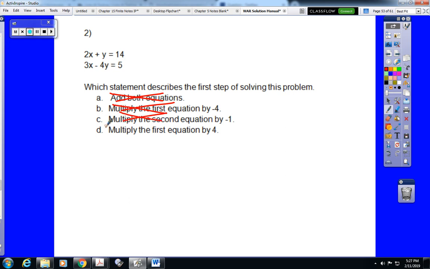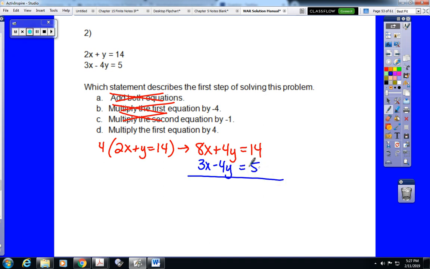The only one here that would lead to elimination is if we multiplied the first equation by 4. That would turn the first equation into something that we could actually use. That would turn it into 8x plus 4y equals 14. And when we pair that with the second equation, 3x minus 4y equals 5, that would lead to elimination. So answer D is the correct answer for number 2.